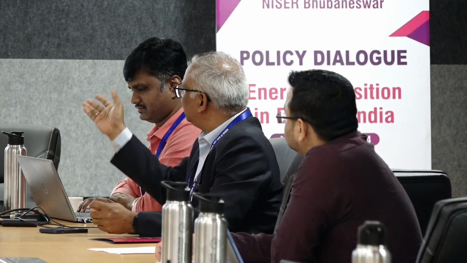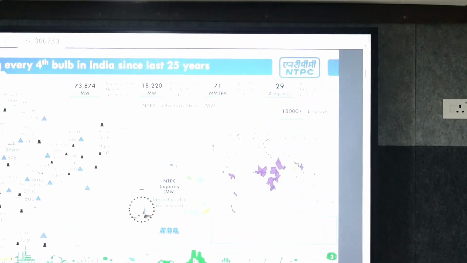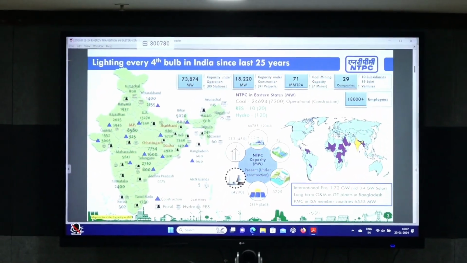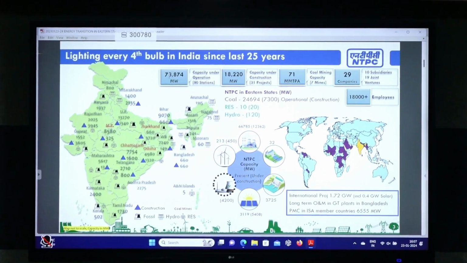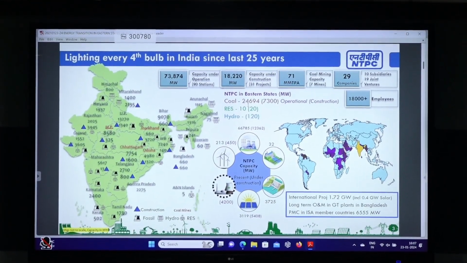So this is my outline. You can see NTPC has a pan-India presence, including the eastern region, and we have the whole gamut of sources of energy, barring one, that is nuclear. Except nuclear, we have presence in all the energy sources, and we are trying to enter nuclear also. I'll come to that. In the eastern region, across 5 states, we have about 25 gigawatts of operational capacity.